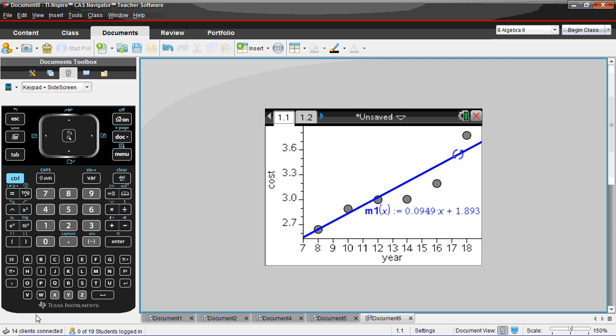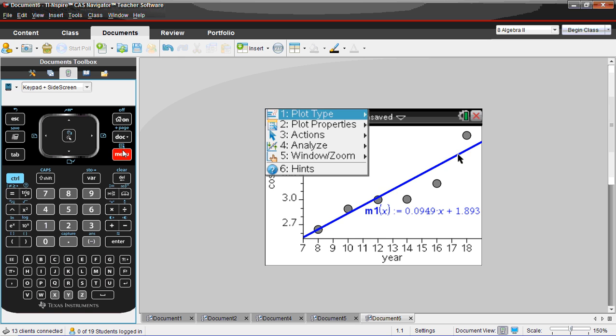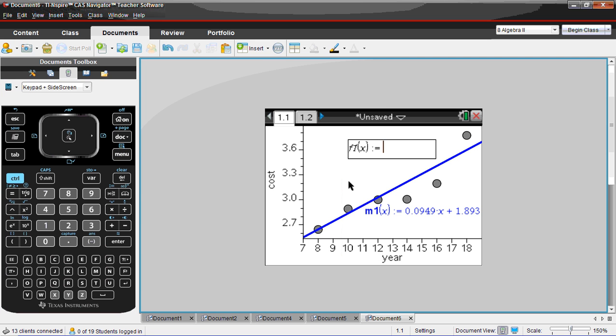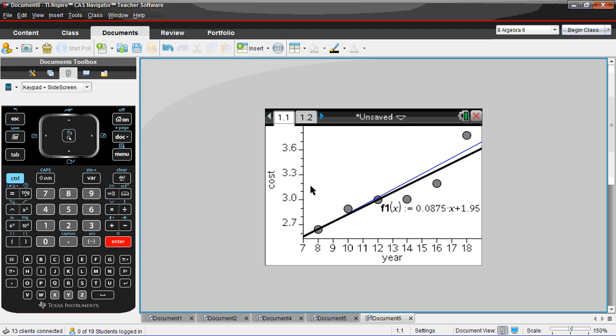Okay. Here's how I do it. I'm going to go Menu, Analyze. I'm going to add or plot a function. Okay, so function 1 is going to be that line. Y equals, what was it, 0.0875x plus 1.95? And there it is. Does it go through those 2 points that we were talking about? 8 and 12? Yeah. Heck yeah, it does.